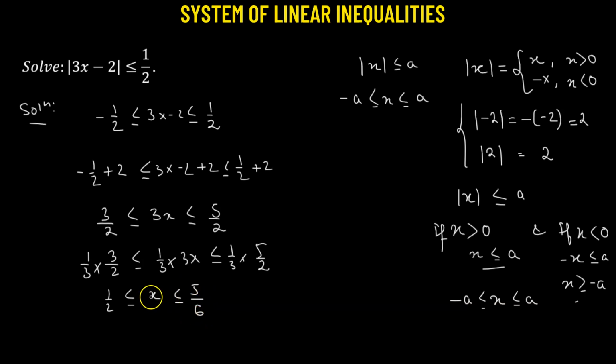So that means the solution will be x lying between half and 5 over 6 when you start with the condition that absolute value of 3x minus 2 is less than or equal to half. And if we want to express this in interval form, then we'll say that x belongs to the solution set, which is half to 5 over 6. Here we have used the closed interval because the endpoint values, that is half and 5 over 6, are part of the solution. So this is the solution to the given system of linear inequality.